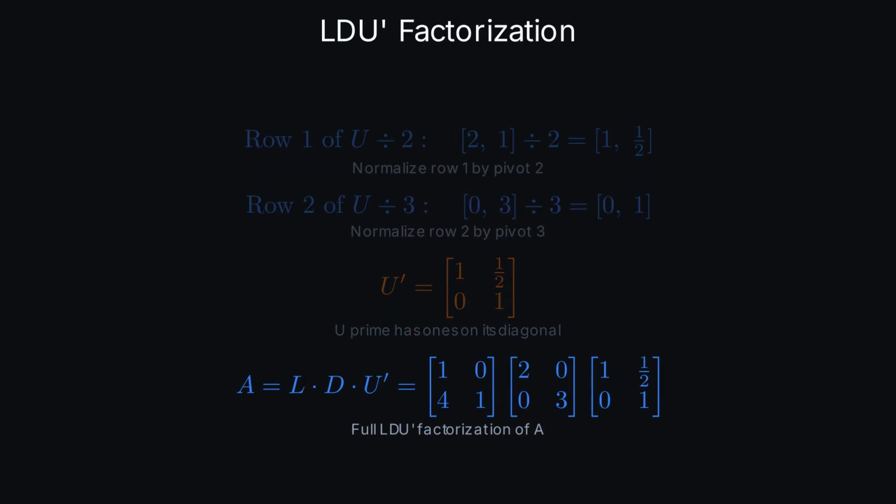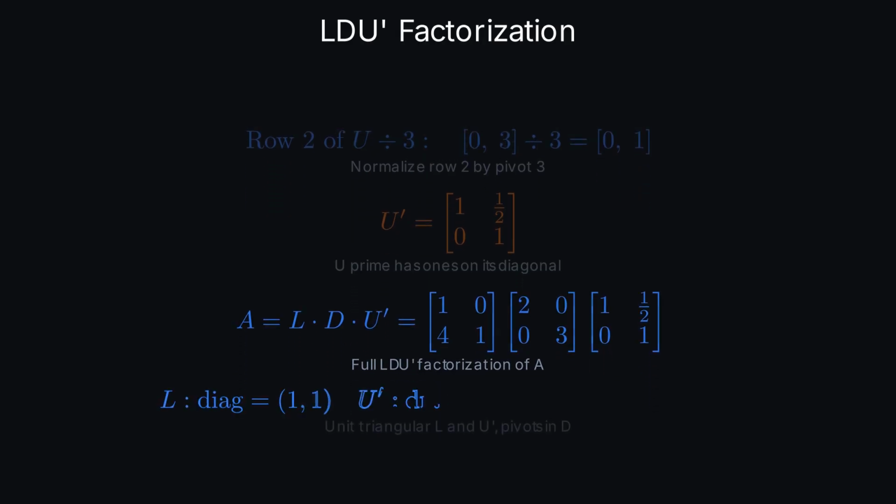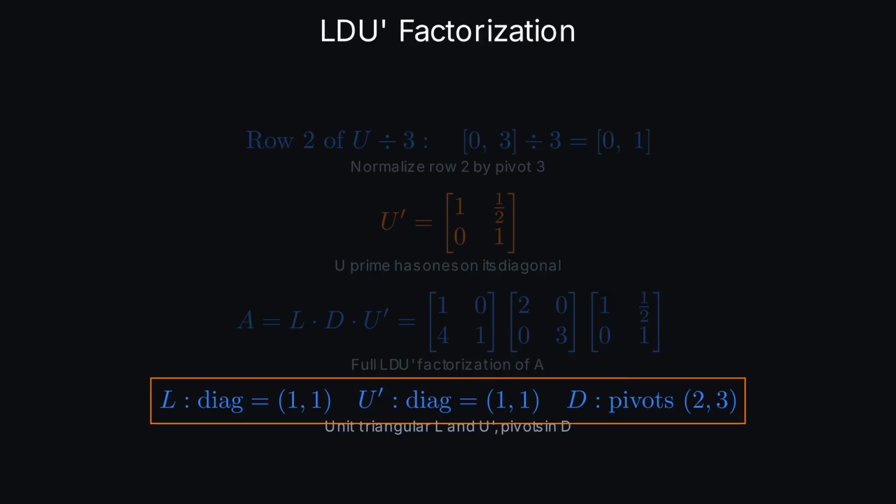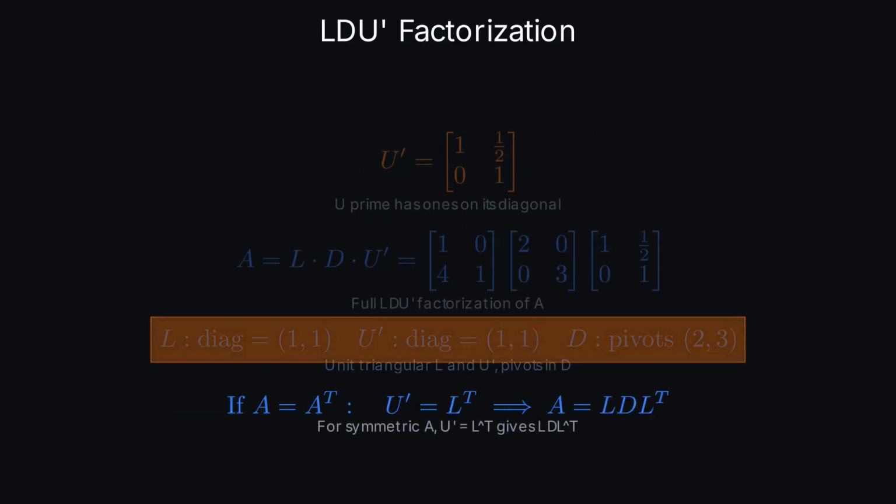Now we can write A equals L times D times U prime. That is A equals the matrix 1, 0, 4, 1 times the matrix 2, 0, 0, 3 times the matrix 1, 1/2, 0, 1. Notice the beautiful symmetry in this factorization. L has 1s on its diagonal, U prime also has 1s on its diagonal, and D holds the pivots sandwiched in between. For symmetric matrices, it turns out that U prime equals L transpose, which gives us A equals L times D times L transpose, a powerful and important form that we'll explore in another video.